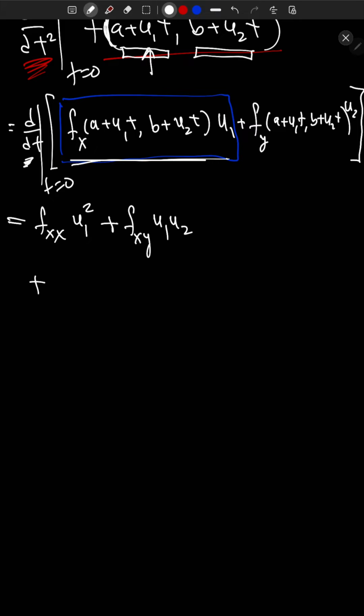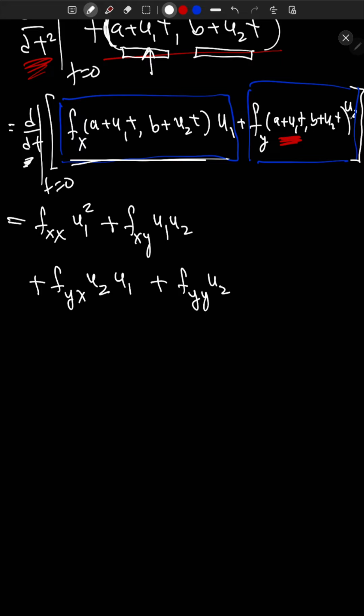Plus, let me put this on the second row, the derivative of this second term with respect to x, so that's fyx u2, and then times dx dt. So it's u1. Plus the derivative of this whole box with respect to y, so that's fyy u2. That u2 just comes along. And then the dy dt, which is again the derivative of the second input term with respect to t, so that's u2, so u2 squared.